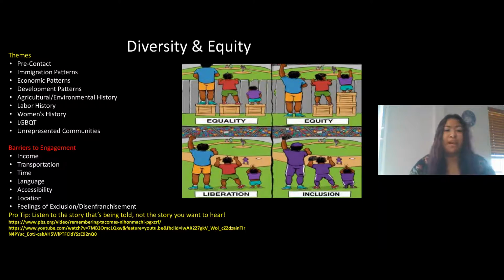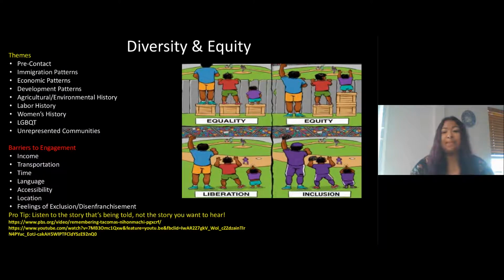So we need to recognize barriers to engagement, right? Income levels. Like I said, if you're working full time, or you're working at night, you can't come to community events that are in the evening. So in Tacoma, we try to make all of our events free, so people don't have to worry about that. Transportation. We do all of our events in different neighborhoods so that people don't have to travel across the city, right? Take time, get on a bus, whatever.